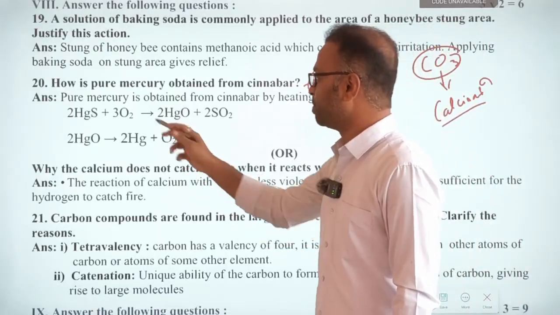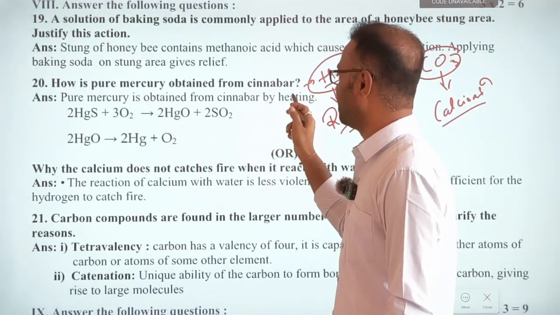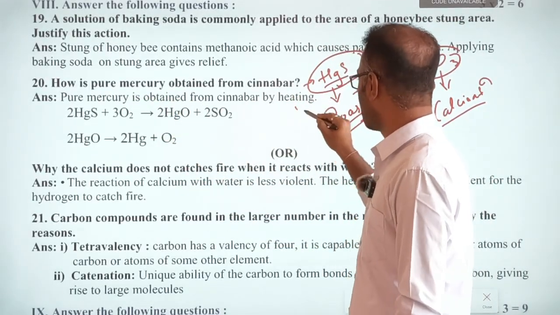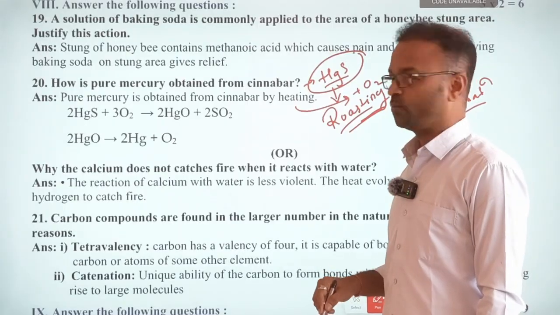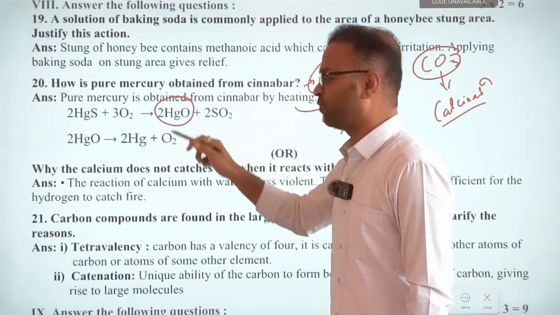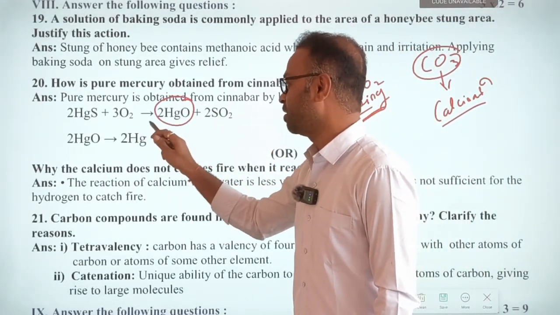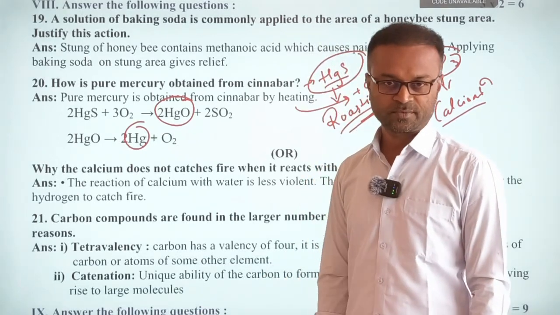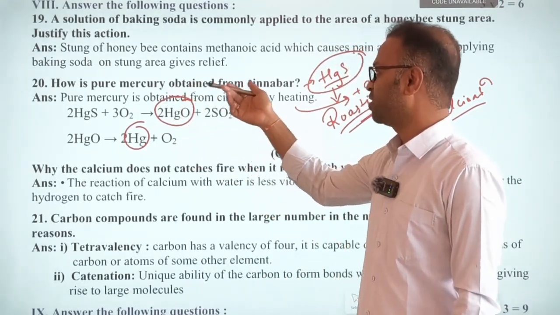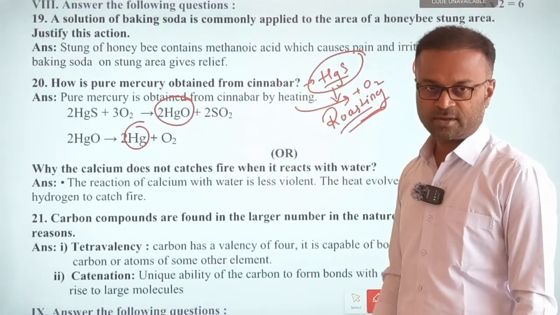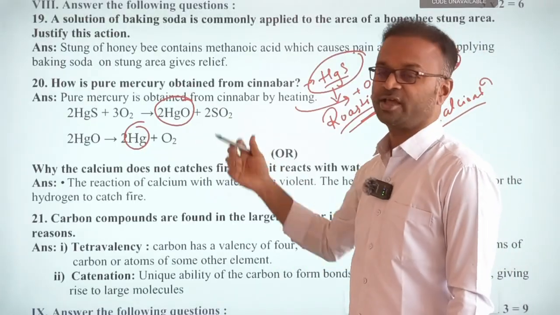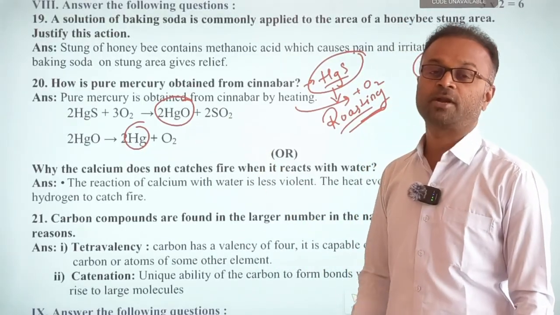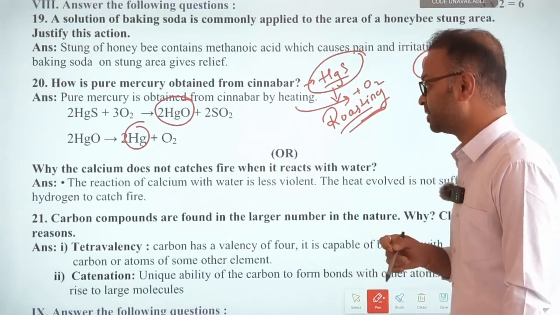So what we will do? Pure mercury is obtained from cinnabar by heating. Remember, in the presence of oxygen, we get the respective oxide form. Then when we further heat it, we will get the mercury. So this is how pure mercury is obtained from cinnabar. Write it properly in the form of sentences and mention the equations. They will not ask every time to write the equation and all. So keep that in mind.